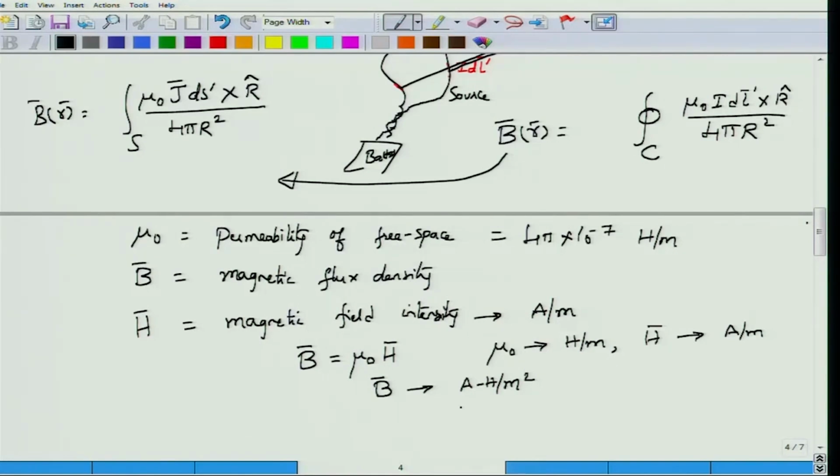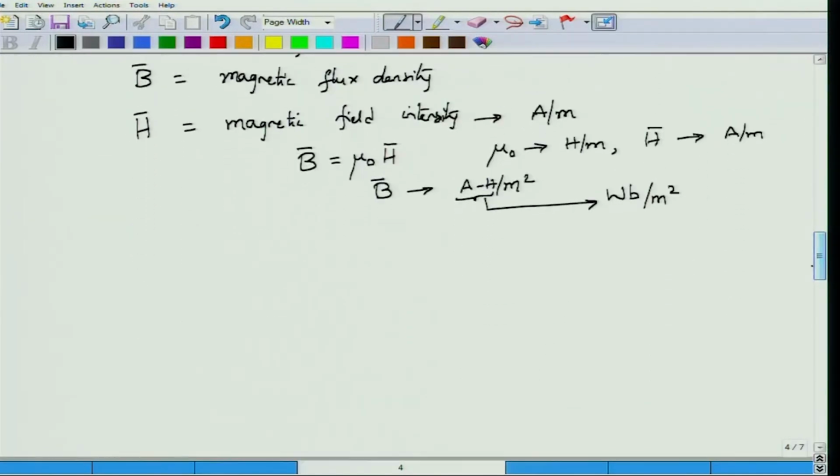And instead of writing ampere Henry per meter square every time, we call this ampere Henry as Weber, and we measure B in terms of Weber per meter square. Now instead of writing Weber per meter square every time, we denote this by a unit called Tesla in honor of Tesla, one of the great inventors in the last century. And in older literature B field was also measured in Gauss.